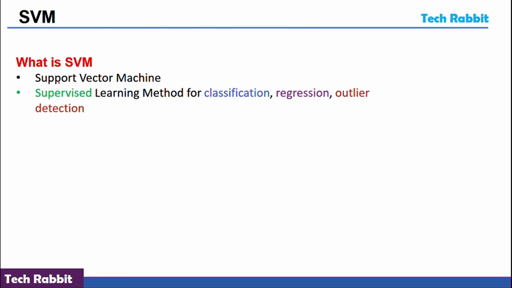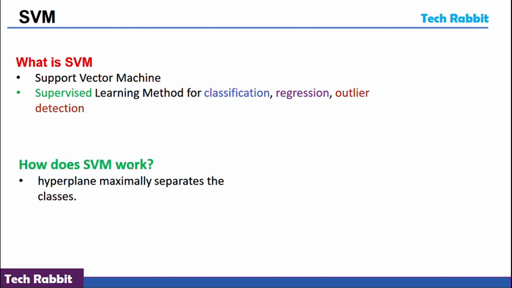So what is SVM? It is a support vector machine. It is a supervised learning algorithm which helps in classification, regression, and outlier detection. How does it work? It creates a hyperplane that maximally separates the classes.